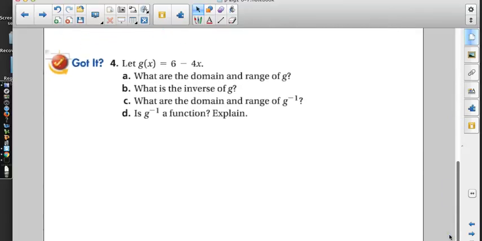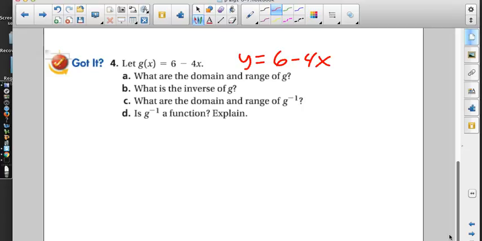So it's always interesting to me how they make this look so much different than what we just did, but it's really taking us through the same thing. It says let g of x equals 6 minus 4x. So here's the first thing I'm going to do. I'm going to make that g of x a y. So I want to remember there are 2 steps. Switch the x and the y and solve for y.